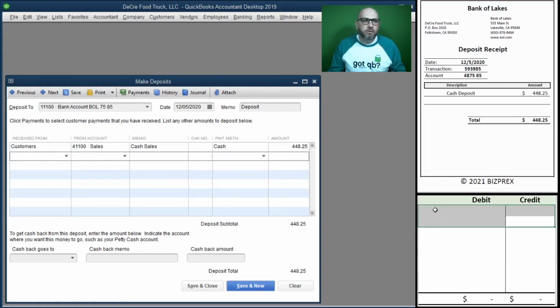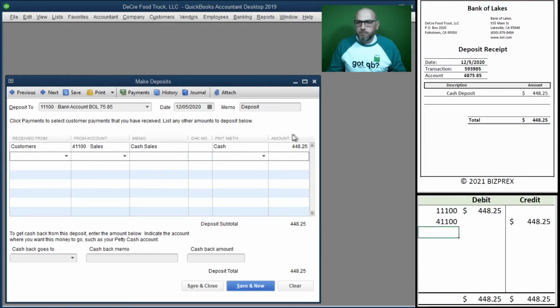All right, so here we are. Again, let's make sure we understand what's going on. Our bank account balance is going up. Our bank account is an asset. Assets are increased through debits. What else is happening? Our sales, our revenue go up, and revenue/sales increase through credits.